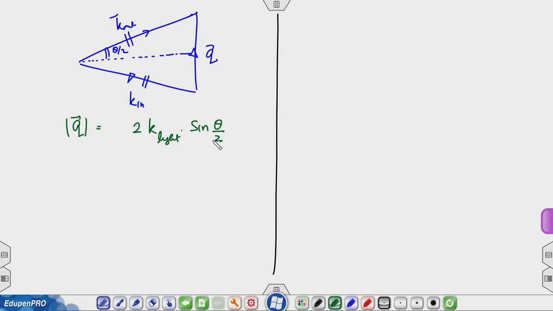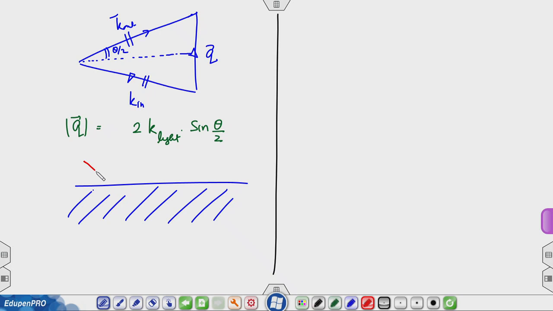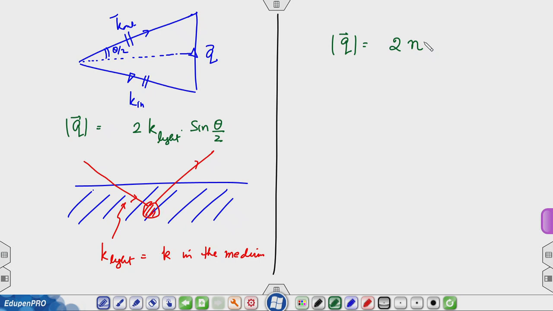Now, there is one more subtlety. If I have this crystal and light is coming in, it goes in first and then interacts with this phonon and then goes out. So, the k light that I should be using should be k in the medium. So, the q that is created has magnitude 2 times the refractive index n times k vacuum times sin theta by 2. This is 2 n omega by c sin theta by 2, where omega is the angular frequency of light and c is the speed of light.